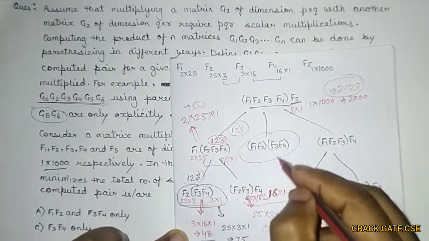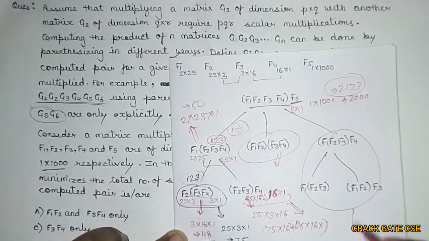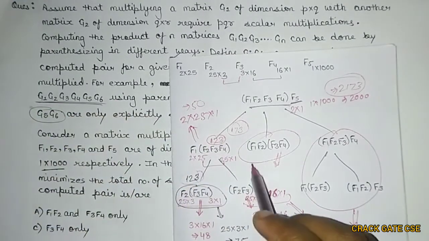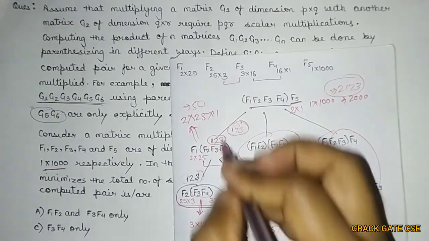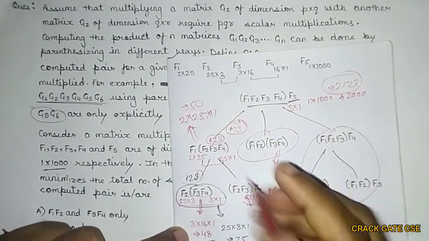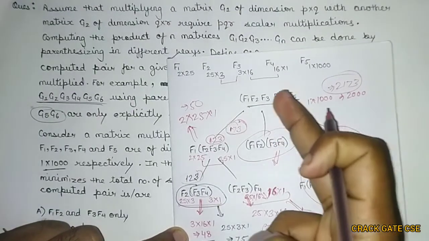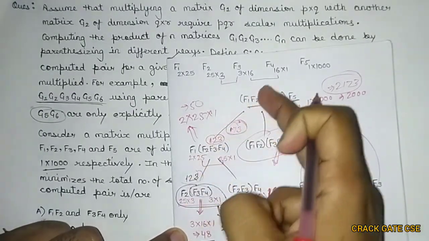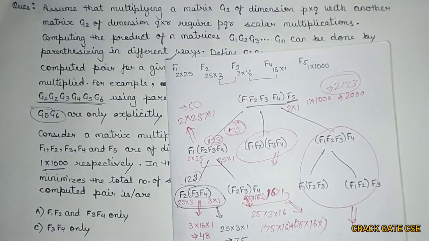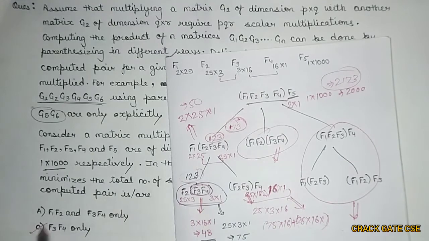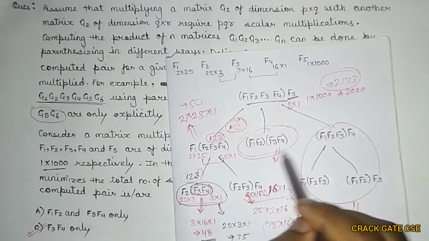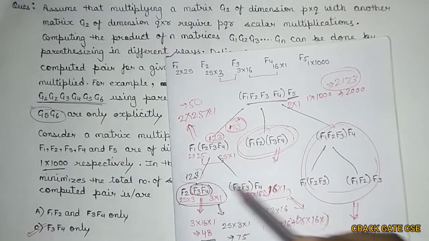You can just try to expand this also. So whenever you are expanding, this will be giving you the maximum value. This will be giving you a value more than 173, because among these 3 paths I am getting 173 as the minimum value. Now I have to check among these particular options what are the explicitly computed pair we got. So we got a pair which is F3 F4, because no 2 matrices are multiplied together. So the answer here would be C. You can just try to explore this. You will be getting this one only as an answer.